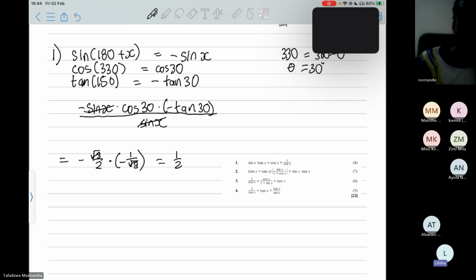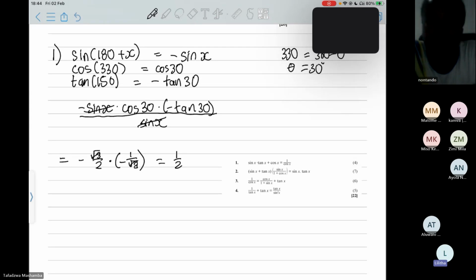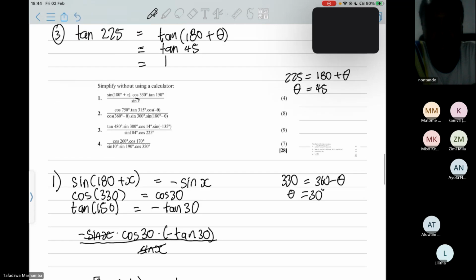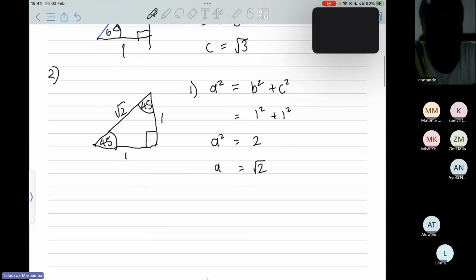See there we are given sine of 180 plus x. So if you are given a question that says sine of 510, how do we solve that one? Do we minus 360? Yes, that's a very good question.